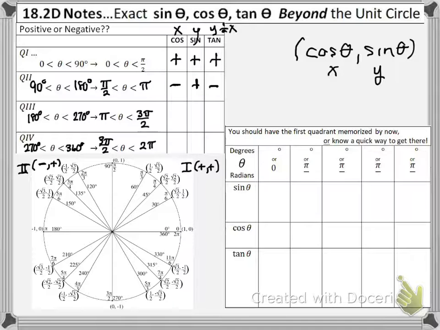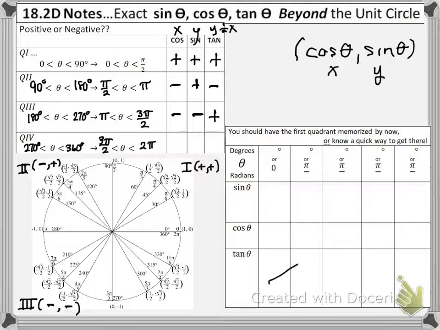Quadrant 3, my x's are going left, so they're negative. My y's are going down, so they're negative. I always like to remember positive, positive, negative, negative. Those are opposite from each other. So in my little table, I'll say negative cosine, because my x's were negative, negative sine, because my y's were negative. And if you do negative divided by negative, you get a positive.